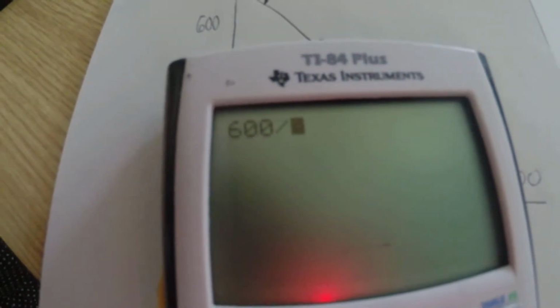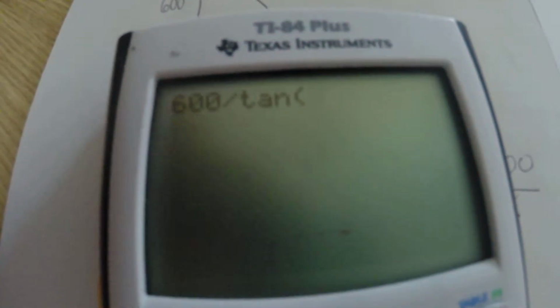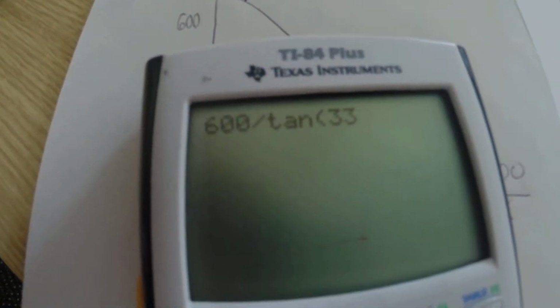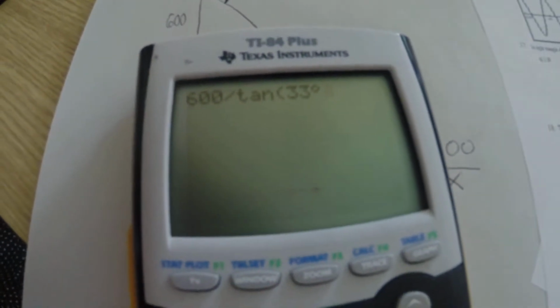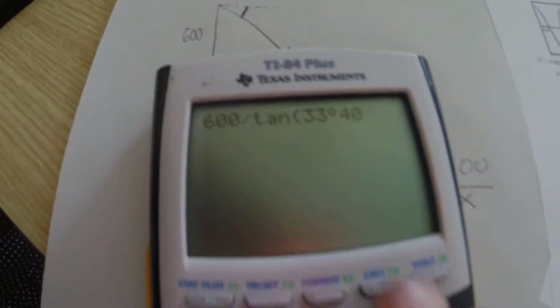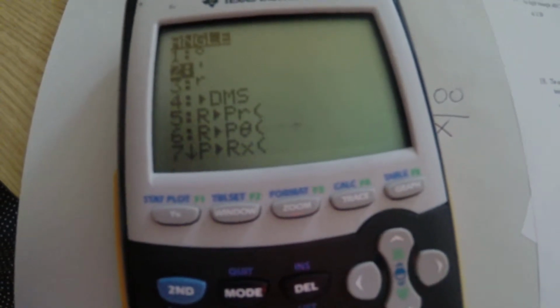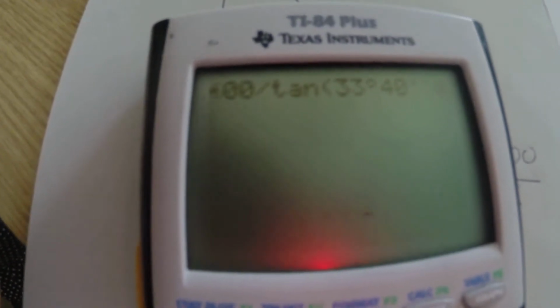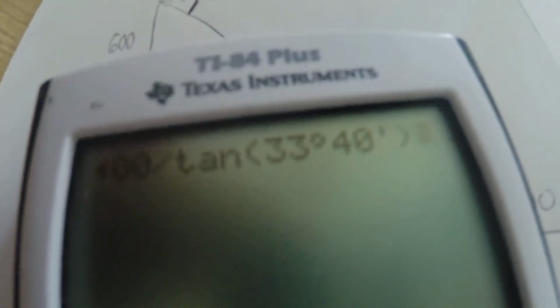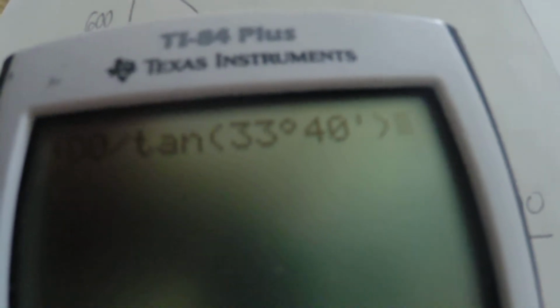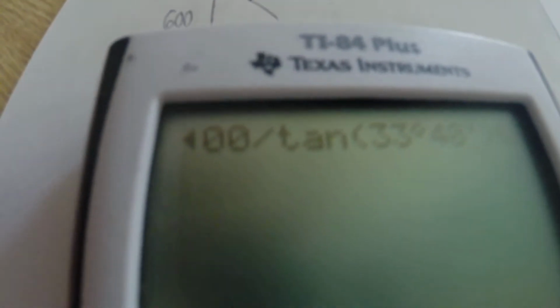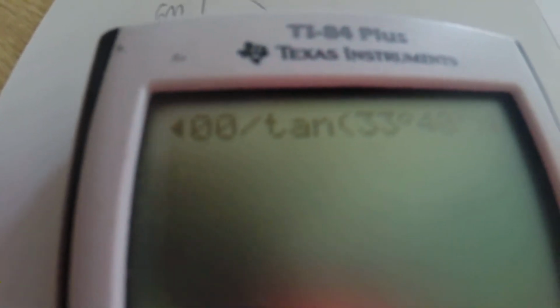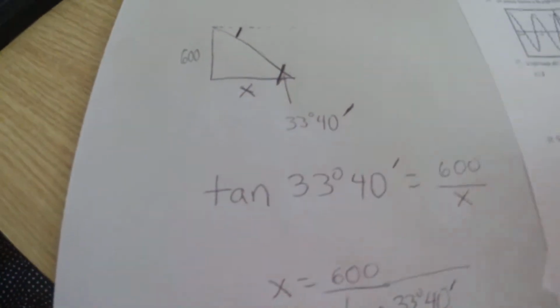So 600 divided by tan 33, and I just go straight in. Second apps, degree, 40, second apps, minutes, and you can do it that way. If you'd rather just divide 40 by 60, you'd get 33.666 or 33.67, you can do that. I'm just going to type it in like this, and let's see what we get. The answer is 901. And so the answer is going to be A.